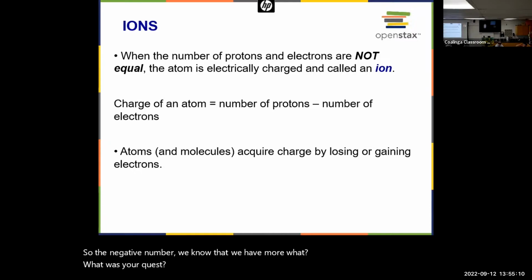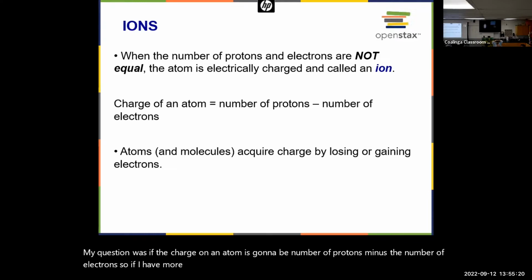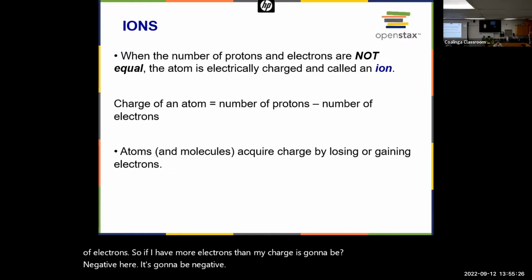My question was, if the charge on an atom is going to be the number of protons minus the number of electrons, so if I have more electrons, then my charge is going to be negative. Yeah, right, because my number of electrons outnumber my protons. Okay.